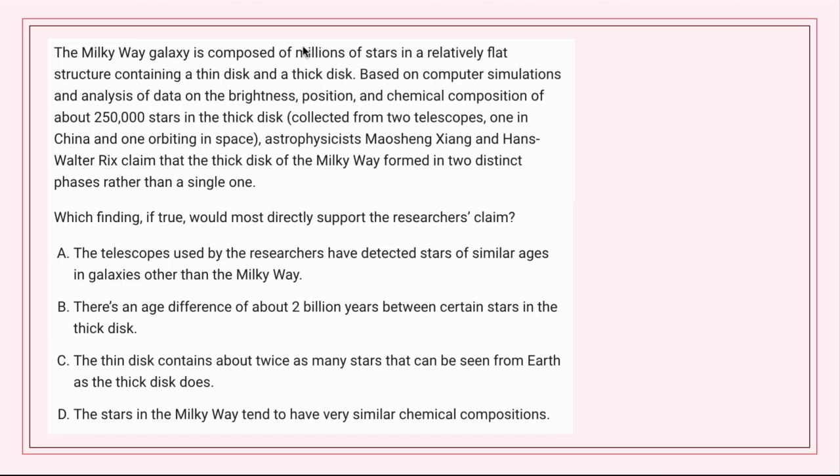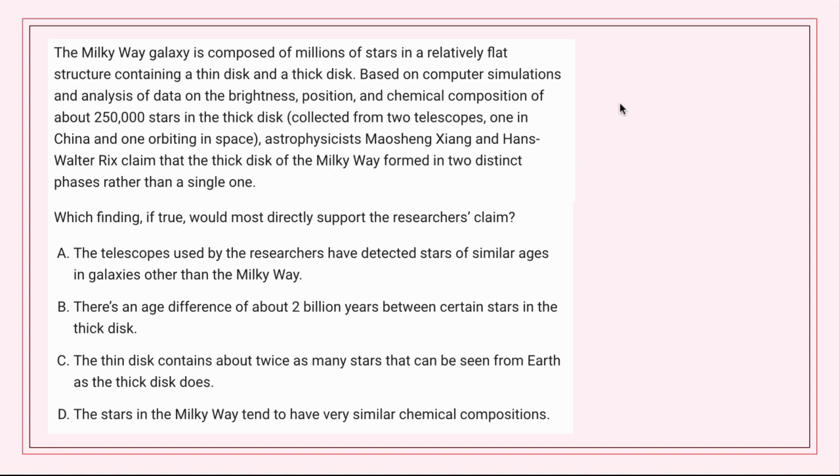All you need to know is that this galaxy has a thin disk and a thick disk, and everything is just made of stars, right? And we're just saying that the stars in the thick disk formed in two distinct phases rather than a single one. I'm thinking that means they formed at two separate times rather than all of the stars forming at once.